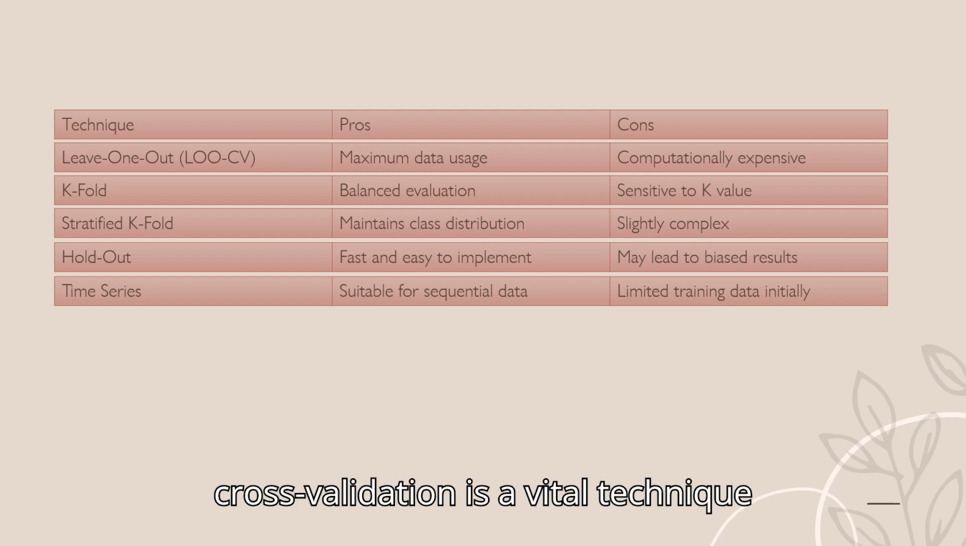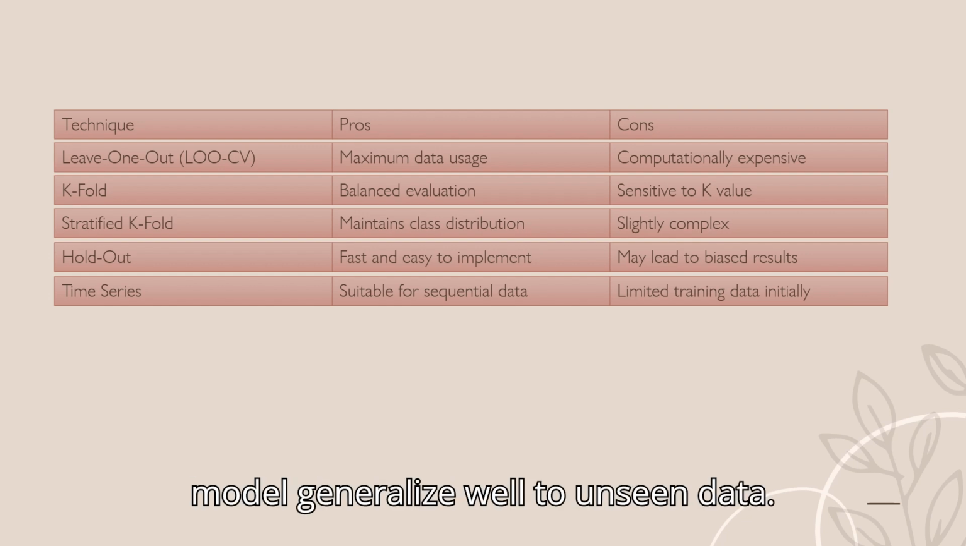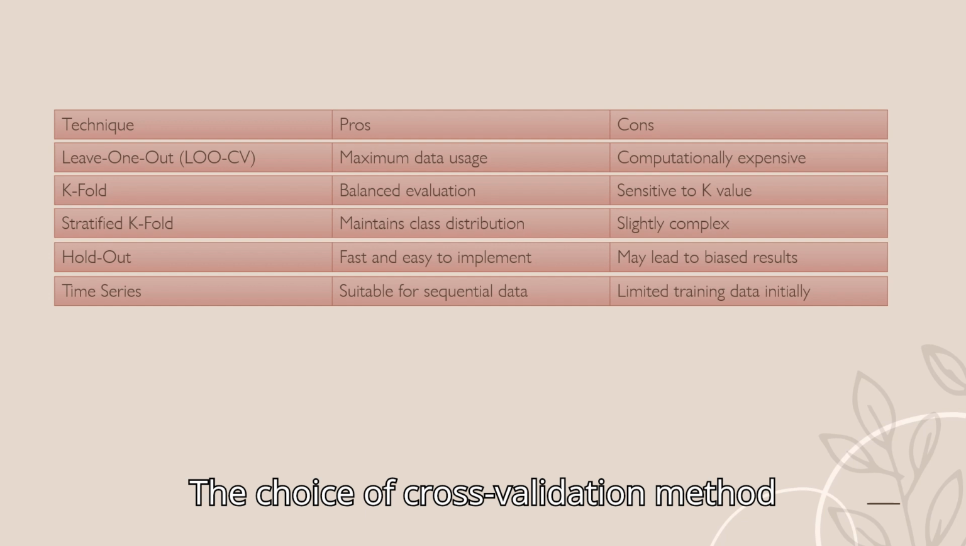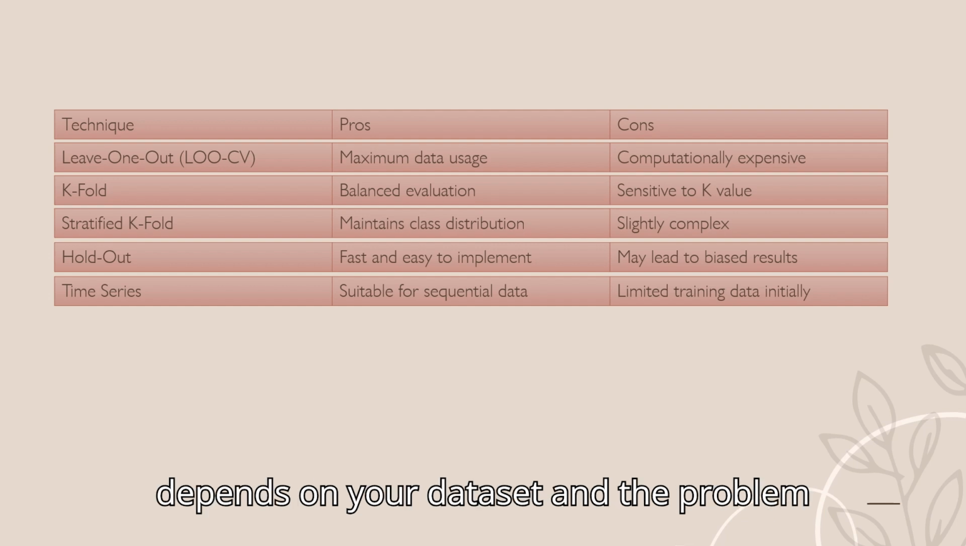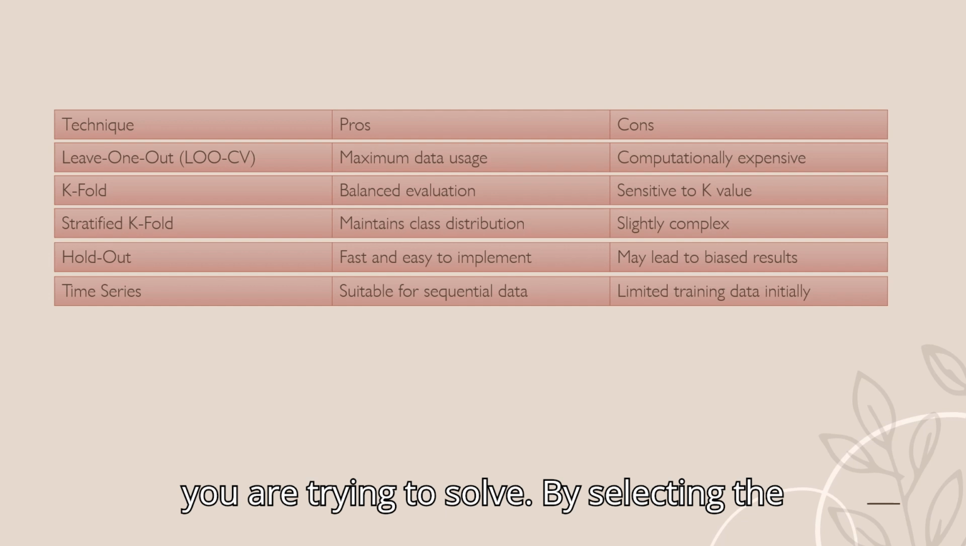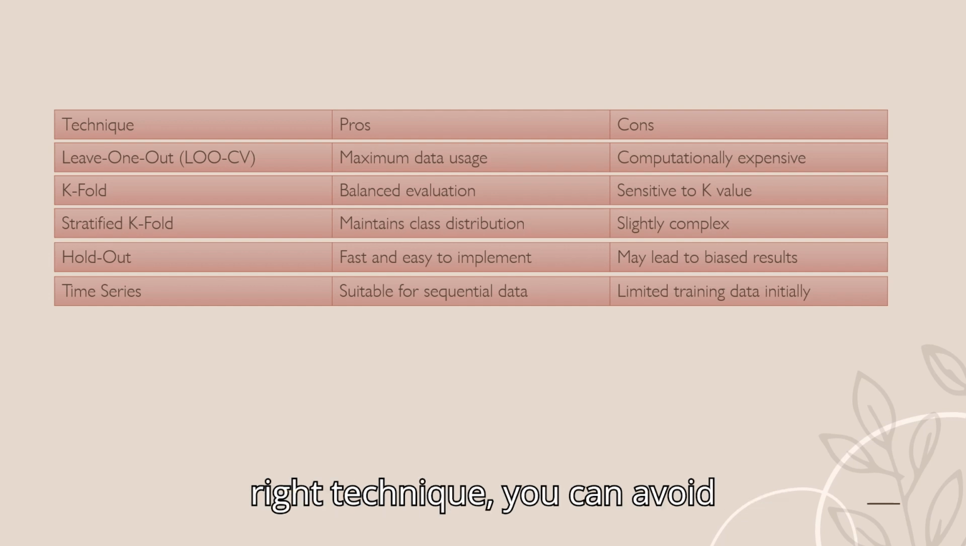To wrap up, cross-validation is a vital technique in machine learning that ensures your model generalizes well to unseen data. The choice of cross-validation method depends on your dataset and the problem you are trying to solve. By selecting the right technique, you can avoid overfitting and ensure your model performs reliably on new data.